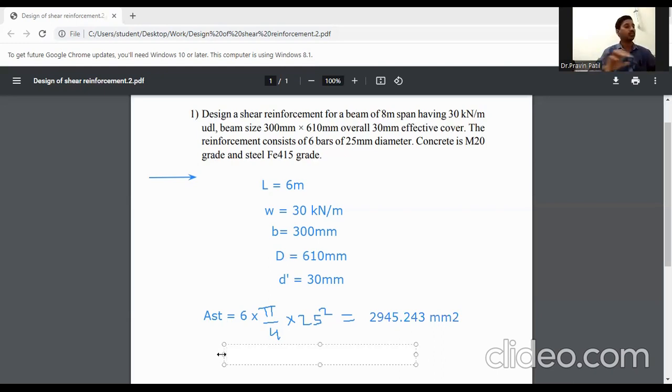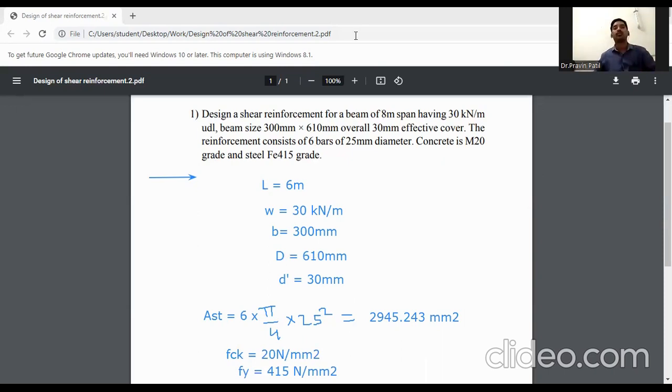The next that it is given, the concrete is M20. That is characteristic compressive strength, it is FCK is equal to 20 Newton per mm square. Okay. Then grade of steel it is Fy is equal to 415 Newton per mm square. So this data it is given for design of shear reinforcement.